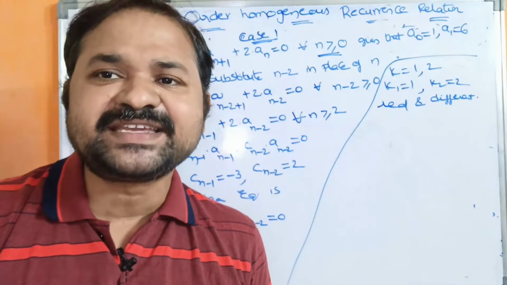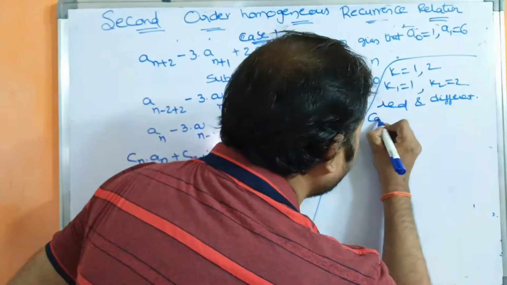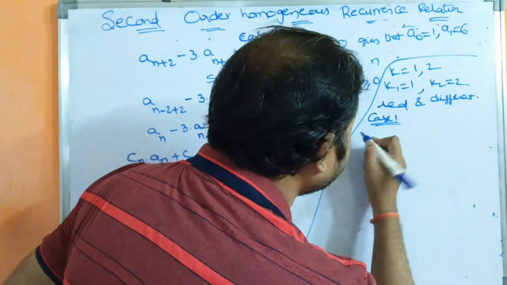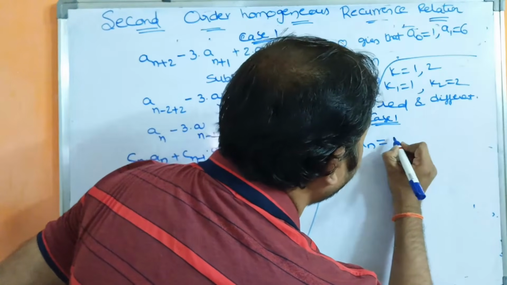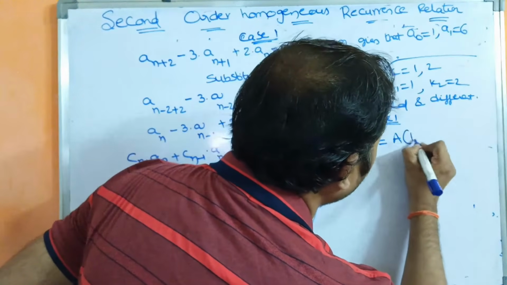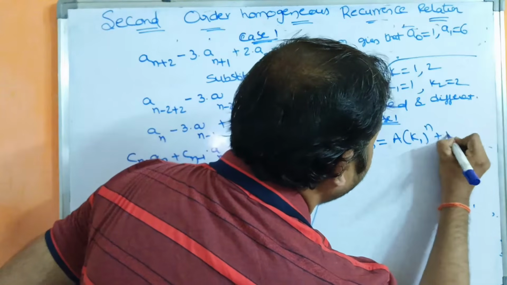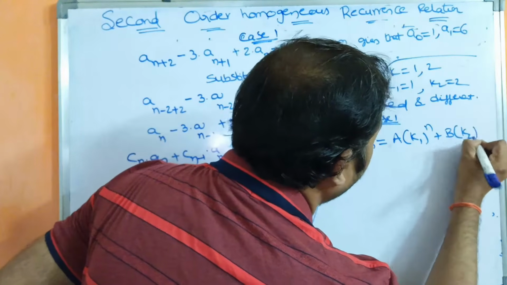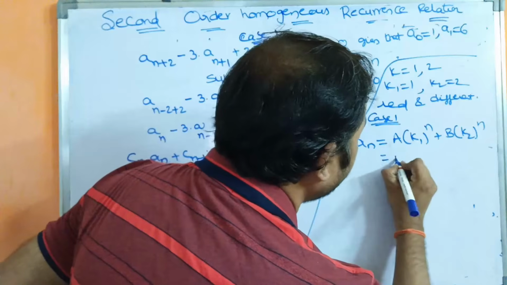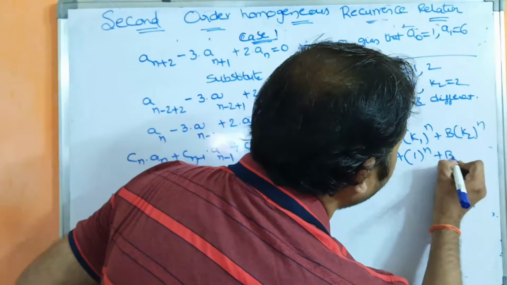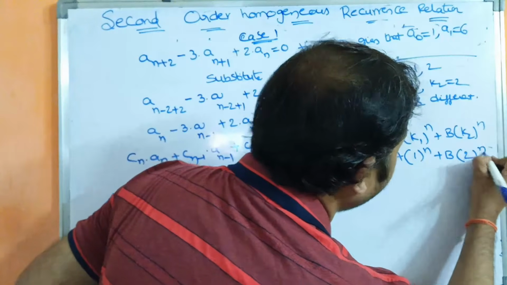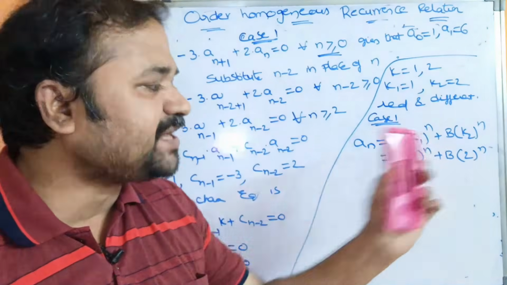What is the solution in case 1? The general solution of case 1, as we already saw in the first problem, is a_n is equal to a into k1 power n plus b into k2 power n. So that is equal to a into, what is k1? 1 power n, plus b into, what is k2? 2 power n. Now we need to find out a and b.